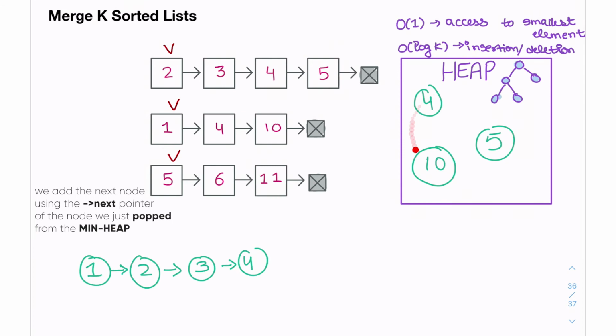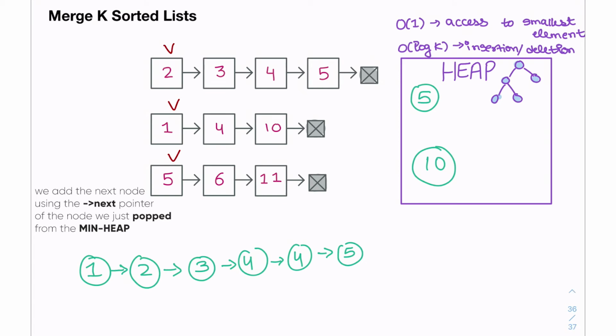So we see 4, 5, 10. We get the smallest element, which is 4. We add it to the list. We remove it from the heap and add the next element in line in that particular list, which is 5. So we add 5 to the heap. We again poll for the smallest element that is present here. We get 5. We add it to the new list. We remove it from the heap and we add the next element that it is pointing to.